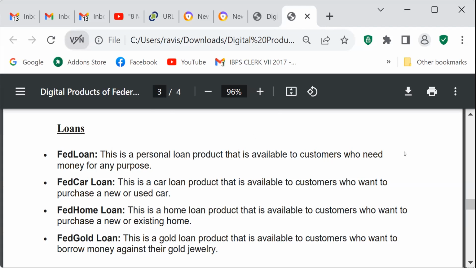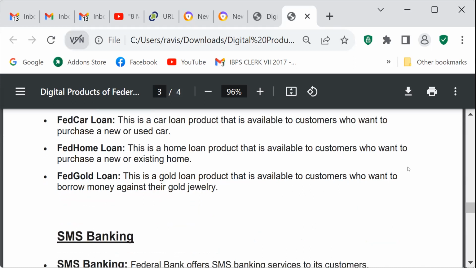Anuja, please read the loans. Okay, sir. Fed loan. This is a personal loan product that is available to customers who need money for any purpose. Fed car loan. This is a car loan product that is available to customers who want to purchase a new or used car. Fed home loan. This is a home loan product that is available to customers who want to purchase a new or existing home. Fed gold loan. This is a gold loan product that is available to customers who want to borrow money against their gold jewelry.